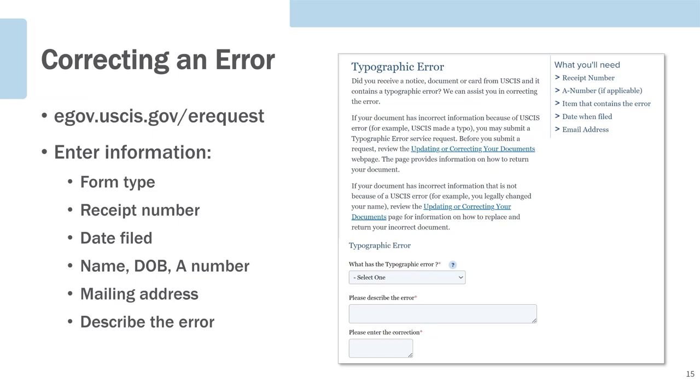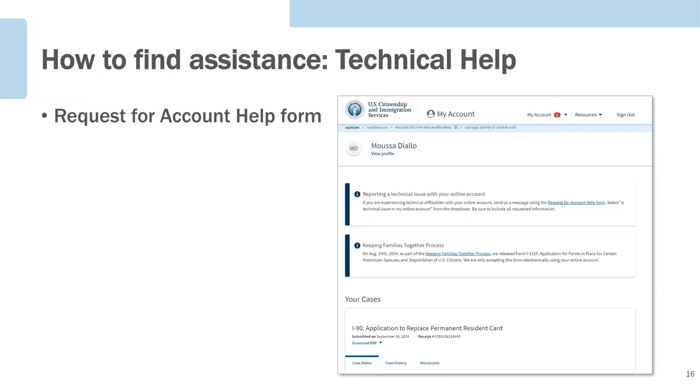You don't need an online account to use any of these self-service tools, but you will need a receipt number, an A number if applicable, the date when it was filed, the email address, and be ready to succinctly describe the error so that we can understand exactly what the problem is and decide how we can best help you. And this is a really good time to go over how to find technical help and other types of assistance.